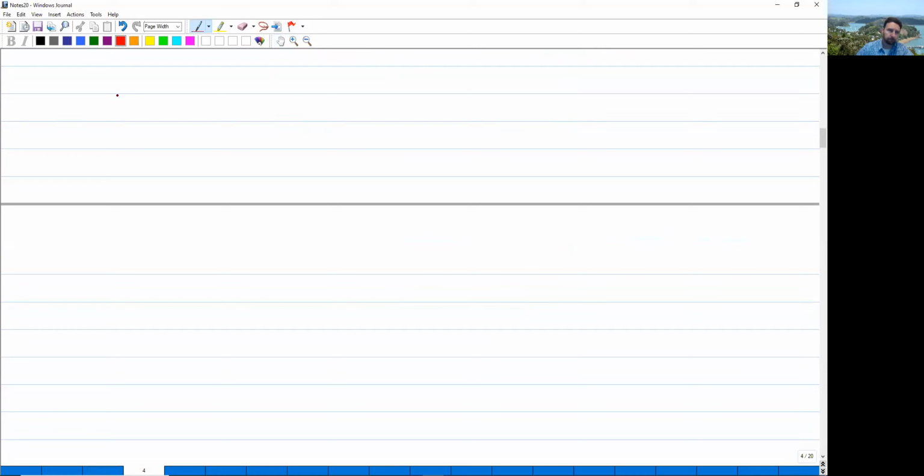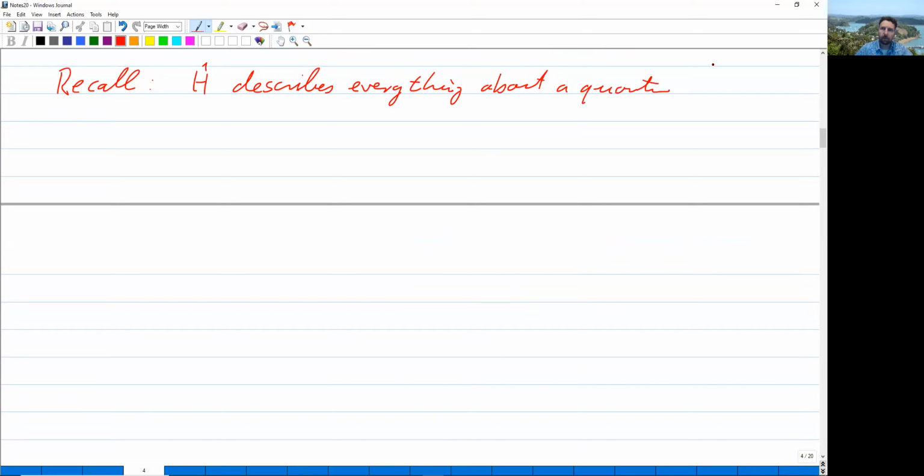But more than that, remember, H hat describes everything about a quantum system. Now, U hat of t, let's write H hat of t, U hat of t does too.